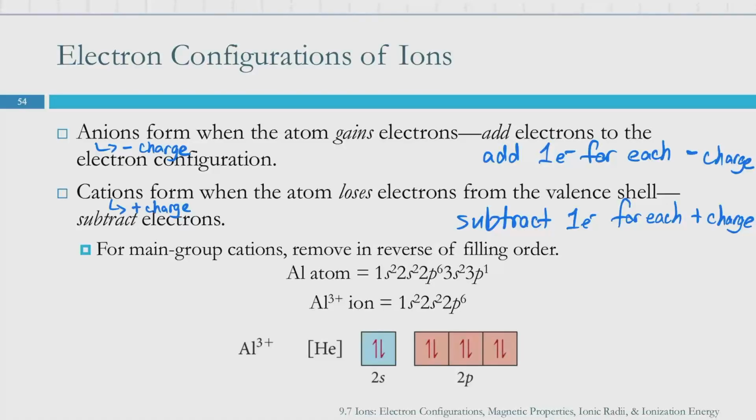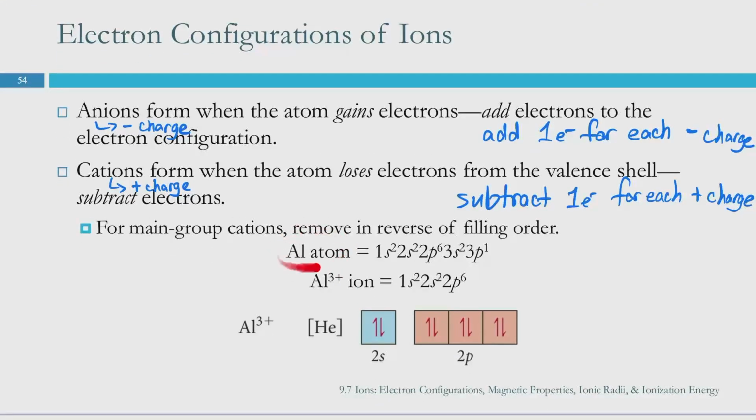One way that we can go about doing this, you could count up the number of electrons, take into consideration the charge, figure out the number of electrons for the ion, and then do the periodic table energy filling order to get it. Or what might be easier for us is to do the electron configuration for the neutral atom and then subtract the number or add the number of electrons for the charge.